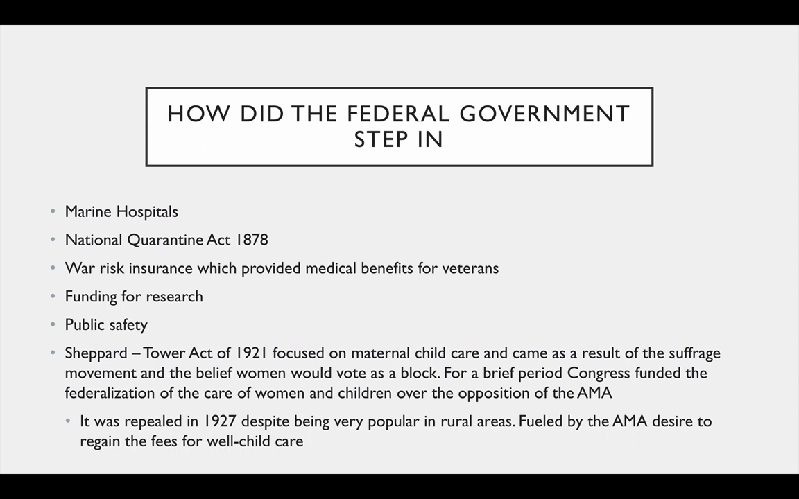Then public safety regulations. But the one I want us to talk about and think about today and use as an example of why some policy is important is the Tower Act. And there are many policies that I think are hugely important and change the way we think of healthcare, the way we do it, and impacted health outcomes across the country. But I just think this one's important for multiple reasons, and especially with us as nurses. So the Tower Act of 1921 focused on maternal child care and came as a result of the suffrage movement.